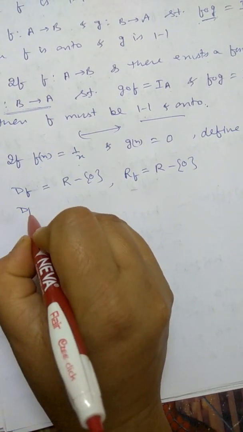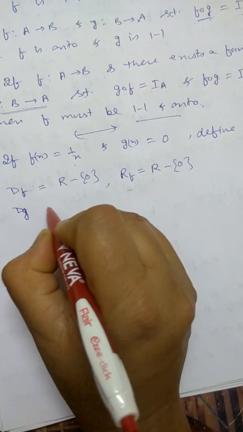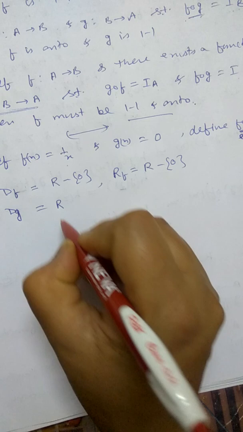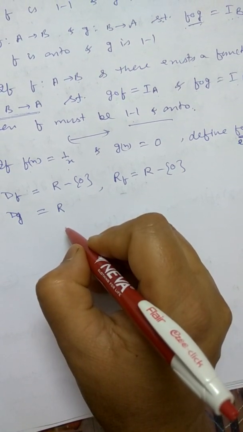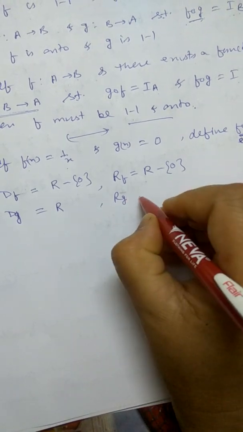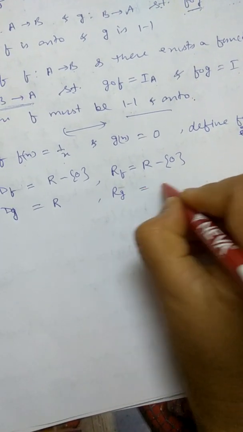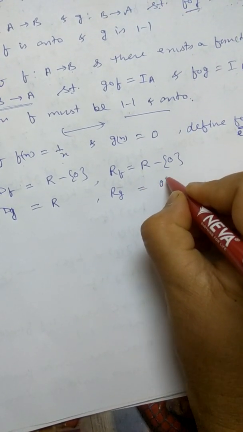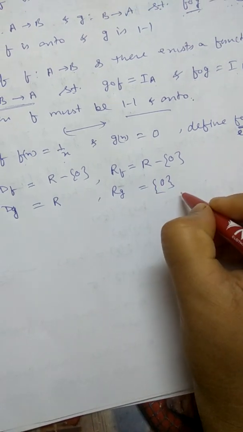What is the domain of g? The domain of g is the set of real numbers. And what is the range of g? The range of g is equal to the singleton set {0}.